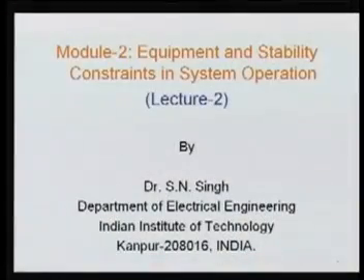Welcome to lecture number 2 of module 2, that is equipment and stability constraints in the power system. In lecture 1 we saw the per unit system and also the various constraints related to the equipment and the system. Here we are now going to discuss the various equipments that are very important in the power system, and the first one is the generation.